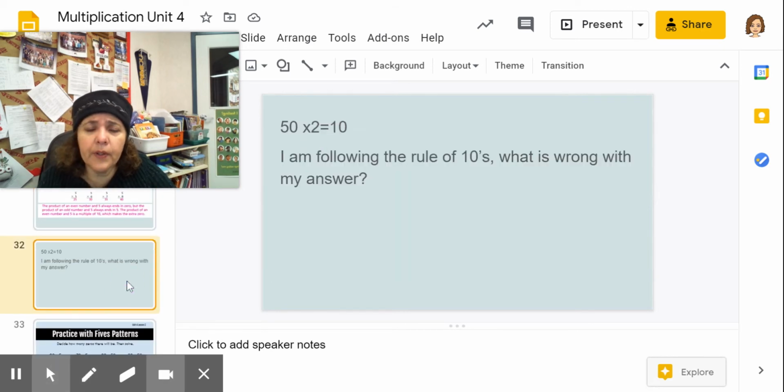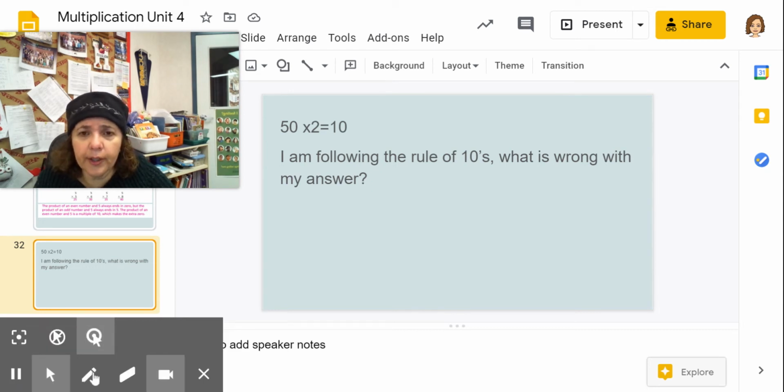So what happens though if you're multiplying by a rule of 10? So 50 times 2, I got 10. I'm following the rules of 10. What's wrong with my answer? See if you can figure that out and then come back to me.